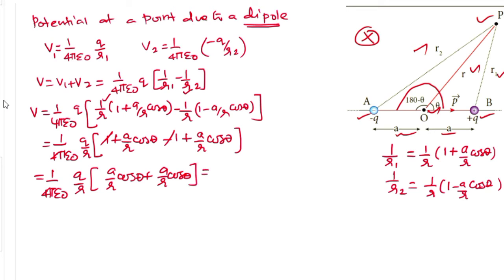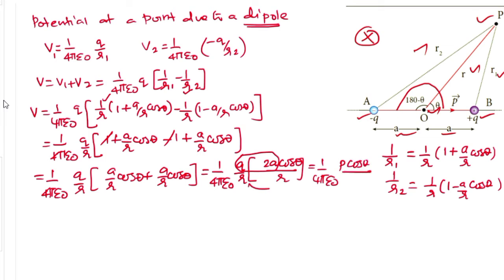So what answer do we get? 1 by 4 pi epsilon 0 q divided by r, and here 2a cos theta divided by r. That's all. Now you know what 2qa is: it is nothing but p. So 1 divided by 4 pi epsilon 0 p cos theta divided by r into r becomes r square. This is the potential due to a dipole at a point P.